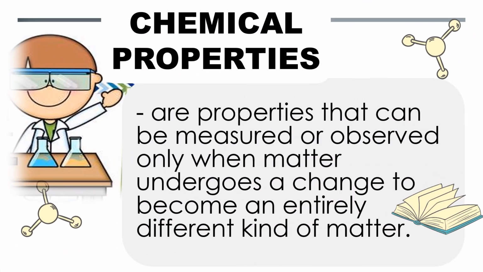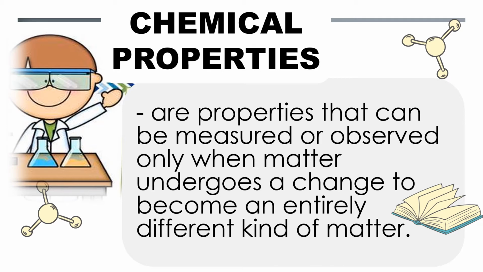So what are these chemical properties? Chemical properties are characteristics of a material that become evident when the material undergoes a chemical reaction or chemical change. Just like what happened with the paper, when it burns, it turns into ash. Now we can observe the ash for its chemical properties.